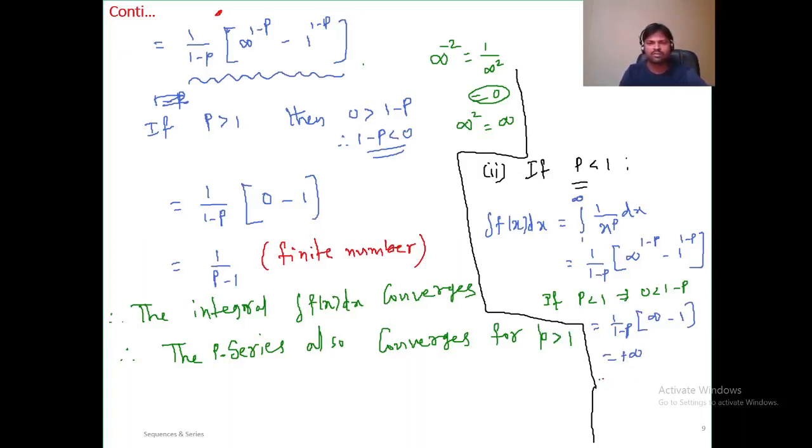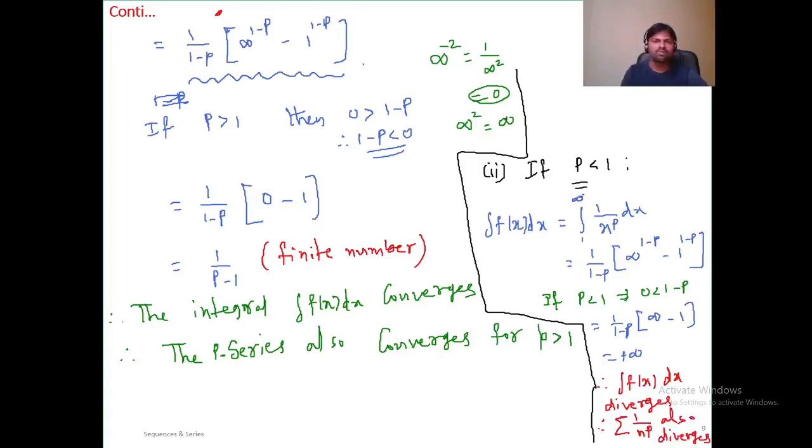So therefore, the integral of f of x dx diverges. So therefore, the series 1 over n power p also diverges. Okay, this is the p less than 1 case.